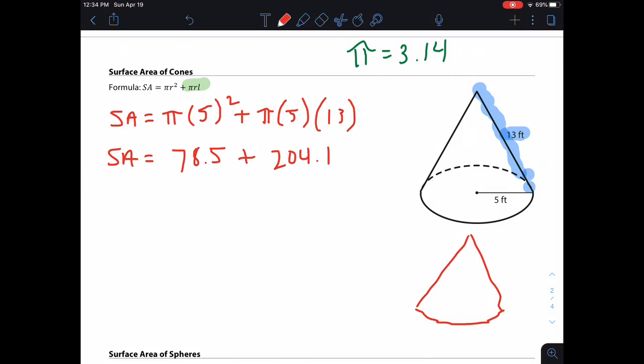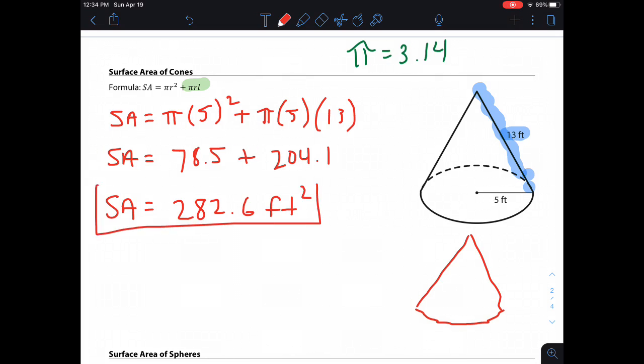And then if we add those together, we get a surface area of 282.6, and in this case, feet squared. So that wasn't so bad.